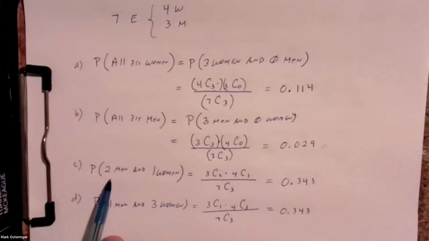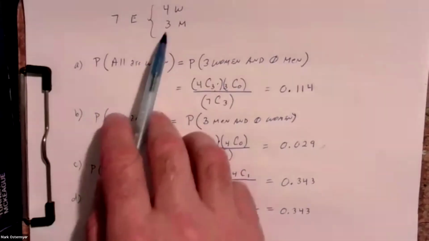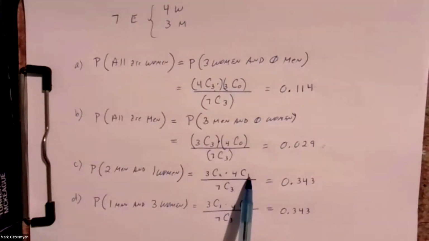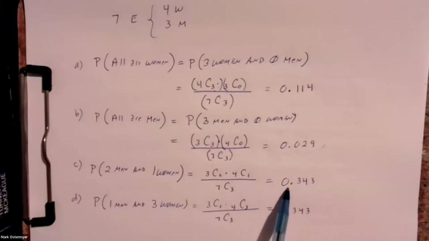Okay. C, what's the probability that I randomly select 2 men and 1 woman to be on this 3-person committee? Well, how many ways can I select 2 men from 3 men available if order doesn't matter? That will be 3 in combination with 2 ways. Times, how many ways can I select 1 woman from 4 women available if order doesn't matter? 4 in combination with 1 ways. Divided by 7 in combination with 3 ways of choosing 3 executives from a total of 7 if order doesn't matter. Probability, 0.343. Did anybody generate that?